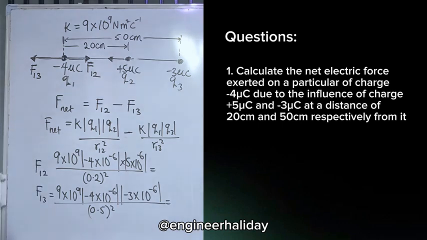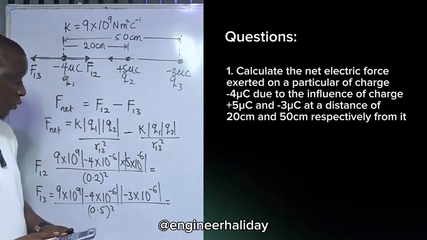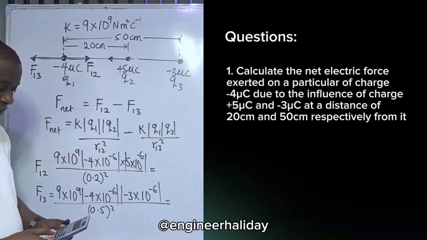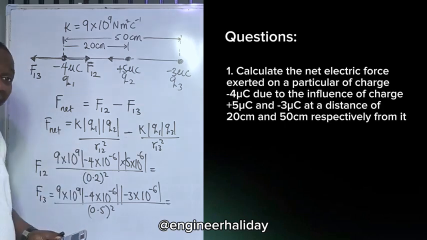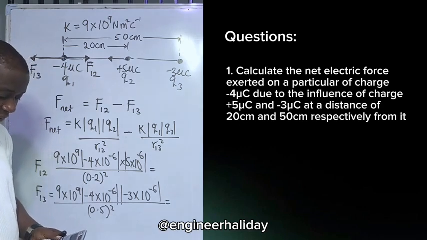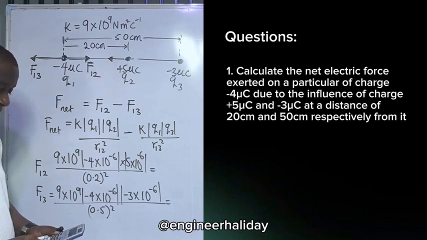Once we get the value, we can interpret our answer and put it into this equation. So what I want to have now is 9 times 10 power 9, multiply by 4 times 10 power minus 6, because the minus will be cancelled by the absolute. This absolute will not have effect. The next one is 5 times 10 to the power minus 6.